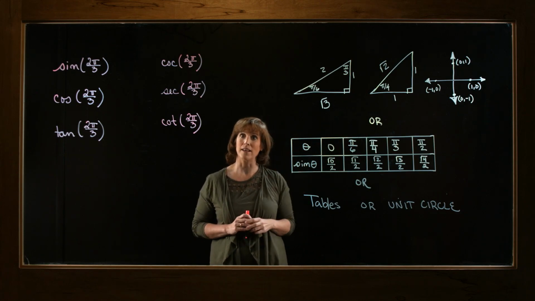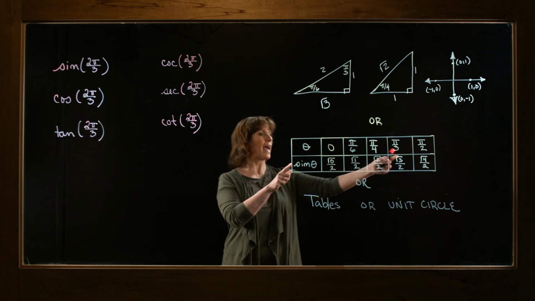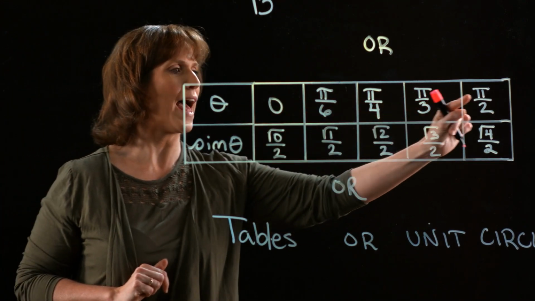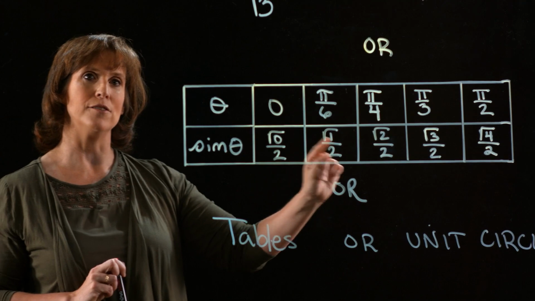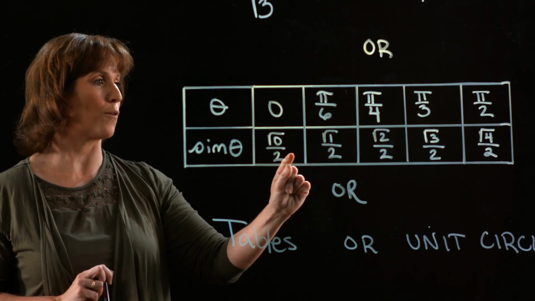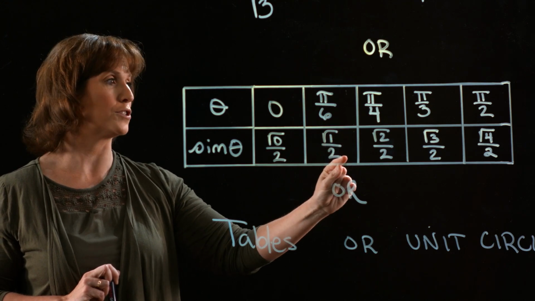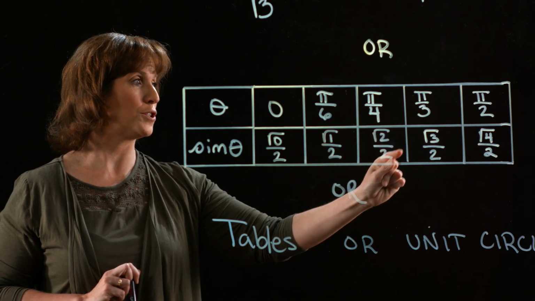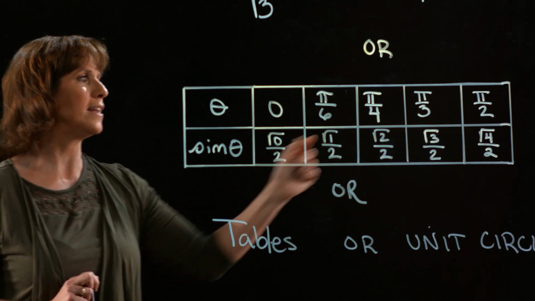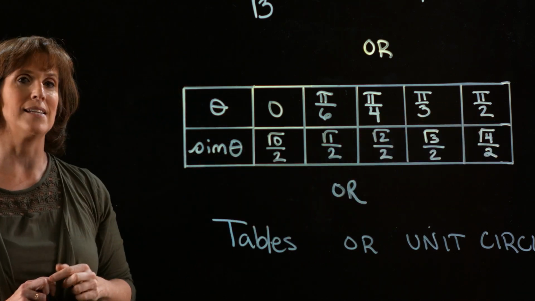Another option, if you don't like the right triangle method, is to look at this table. Now, in this table, I'm telling you what all the different angles are and what the sine values are. And you can see a pattern. For the sine of 0, it's root 0 over 2. For pi over 6, root 1 over 2, root 2 over 2, root 3 over 2, and root 4 over 2. If you want the cosine, you're going to move backwards across this table.